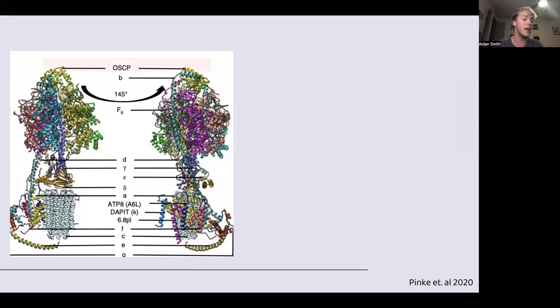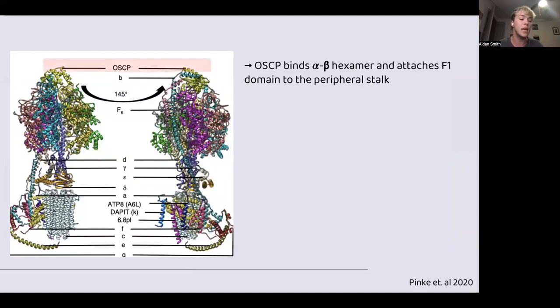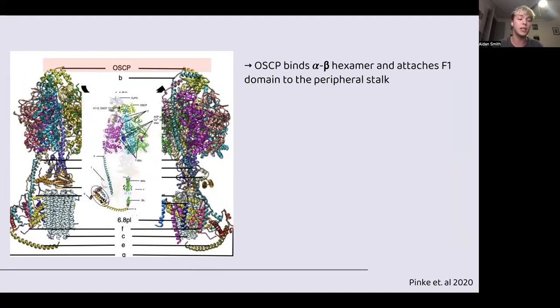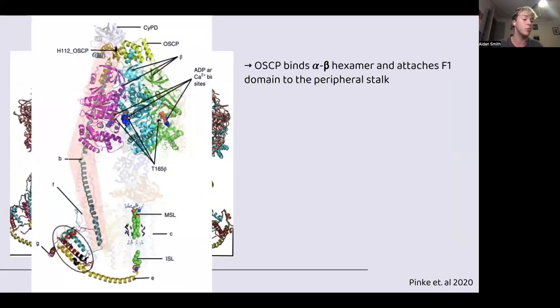The OSCP subunit at the F1 crown forms tight interactions with the alpha and beta subunits of F1. This interaction strongly but flexibly attaches the F1 subunit to the peripheral stalk made up by subunit B here in blue.